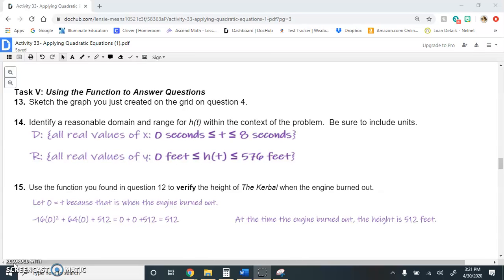Number 15, use the function you found in question 12 to verify the height. So essentially when you're using math to verify, you're taking that input and output to check it. I'm checking to verify the height when the engine burned out. So essentially I'm plugging in 0 for t, because time at 0 seconds is when the engine burned out. I'm checking my output, and my output is 512 feet, which is what we predicted.